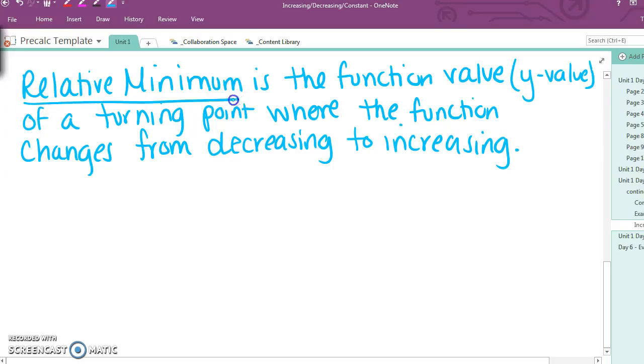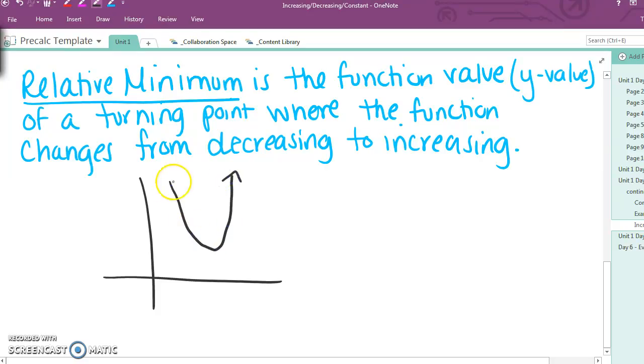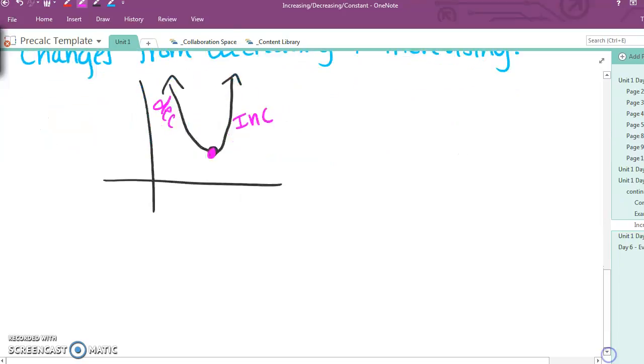And I'm going to draw a picture here for you. So an example of a relative minimum would be this point right here, because the function is decreasing at this section and then it changes down here and it is now increasing. That's called a relative minimum. And when you're giving the relative minimum as a point, you always give the y value.